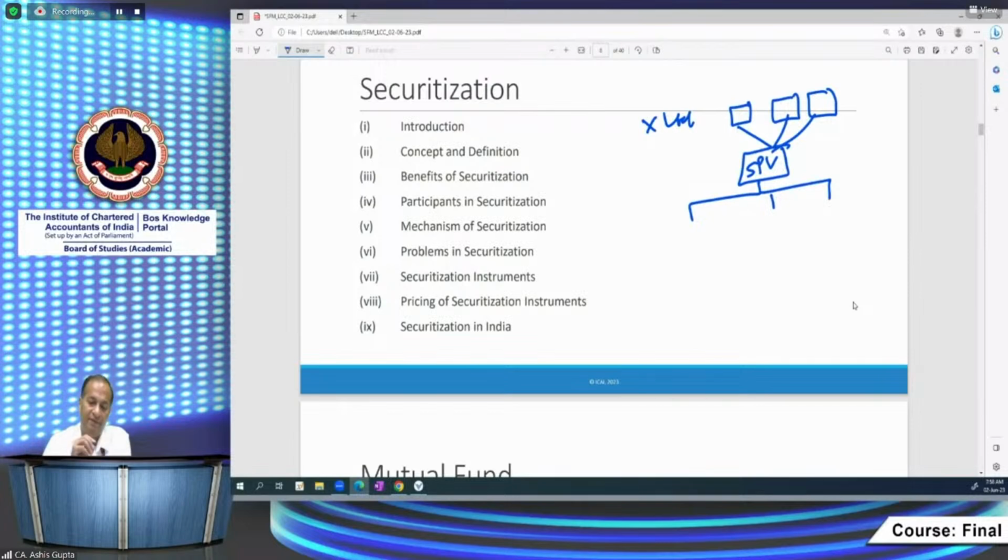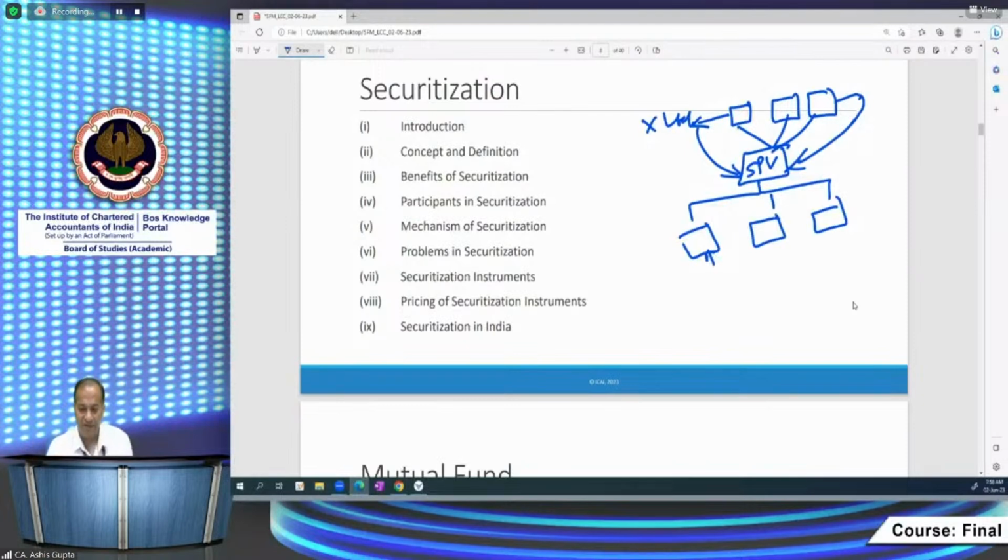So what happens? Whatever interest is coming to X Limited is transferred to the SPV, and the SPV transfers this money to these investors. Now, when the receivable money is returned, they pay back the money. So ultimately, the SPV refunds the money, transfers the money to these investors, and destroys the securities.